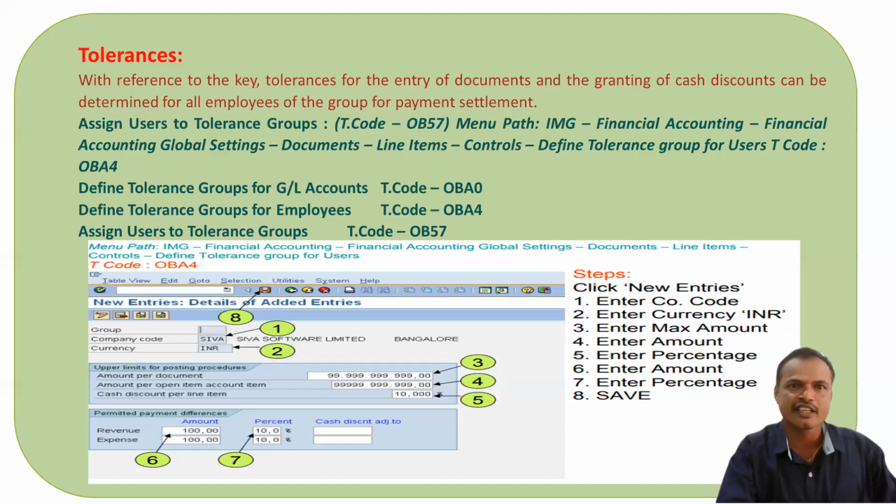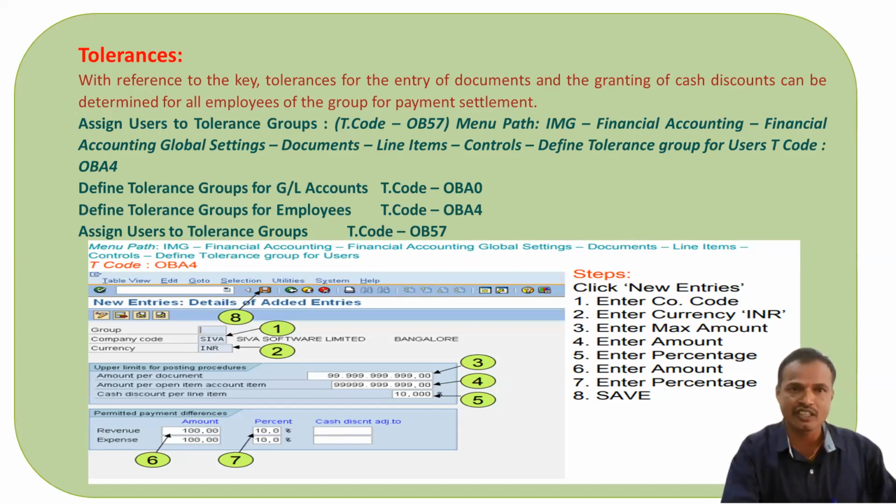And tolerances: every employee should have certain tolerances. Tolerances mean the amounts and discounts that should be allowed. We have some settings in the tolerance section. The key tolerance for entering documents and granting cash discounts is determined for all employees of the group for payment settlement. Define tolerance groups for GL accounts, define tolerance groups for employees, and assign users to tolerance groups. We have multiple tolerance groups in this software.